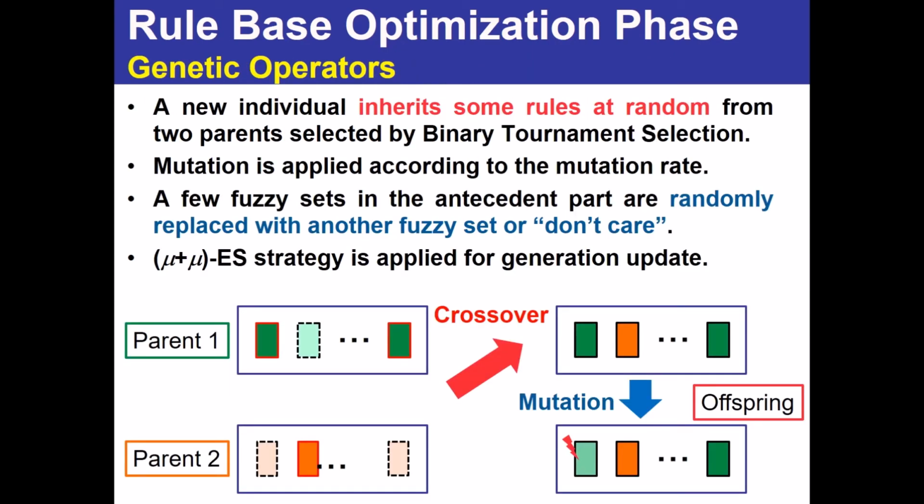By crossover, new individuals inherit some rules at random from two parents. Then, by mutation, a few fuzzy sets are replaced with another fuzzy set or don't care. Finally, we update the population based on the mu plus mu ES strategy.